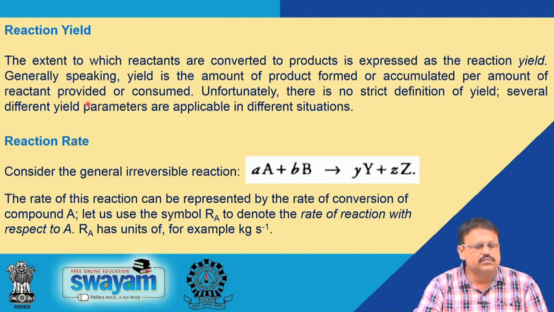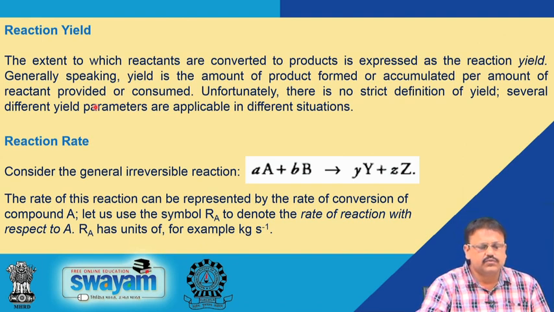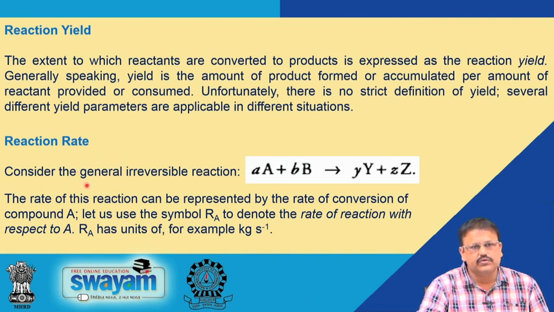Reaction yield is very important, as it indicates to what extent production is forming from the reactants. Reaction rate is another very important term from the time point of view: how much time it takes per unit of production.